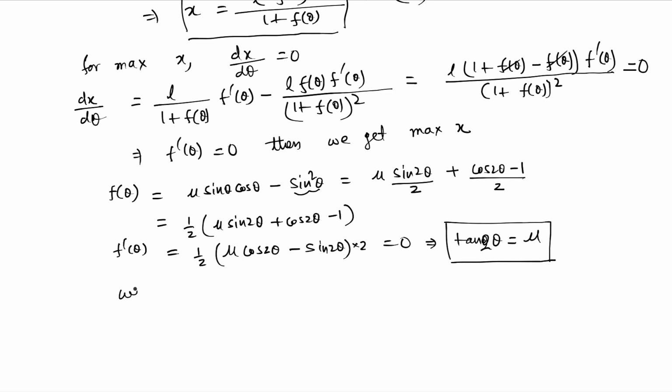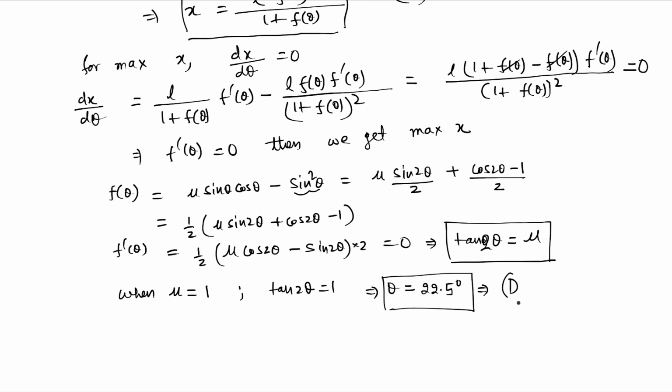Okay, so this is the condition for x to be maximum. Now, when mu is 1, that implies tan 2 theta is 1. That implies 2 theta is 45 degrees, so theta is 22.5 degrees. Hence, D is the answer.